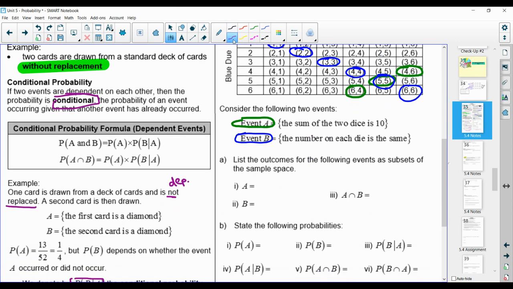All right, so it says to list the outcomes for the following events as subsets of the sample space. Well, for event A, we can have a 4 and a 6. We can have a 5 and a 5. And we can have a 6 and a 4. So we list our pairs, and then we put the little squiggly brackets around. Now for B, the number on each die is the same. Well, these are our doubles. So 1, 1, 2, 2, all the way up to 6, 6.